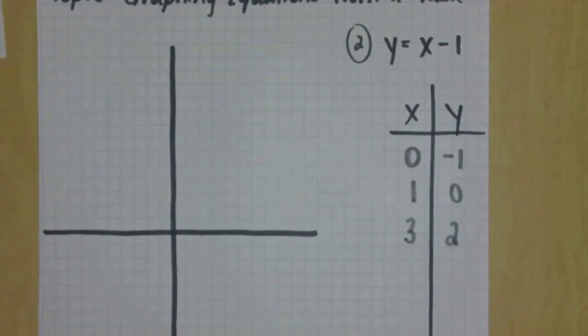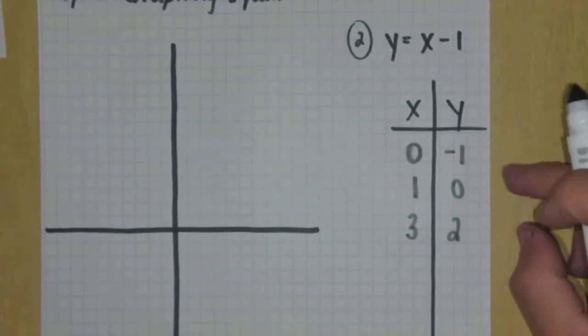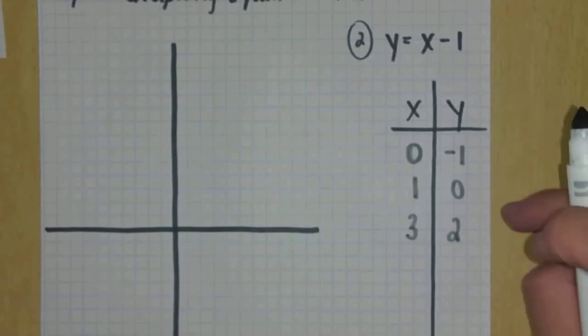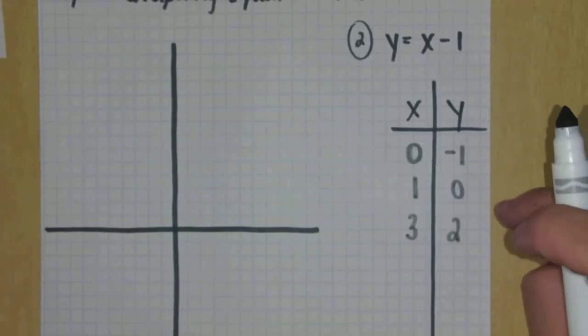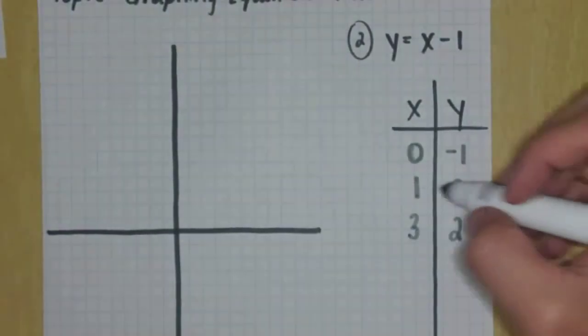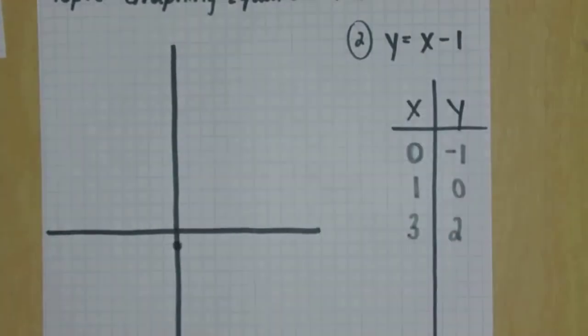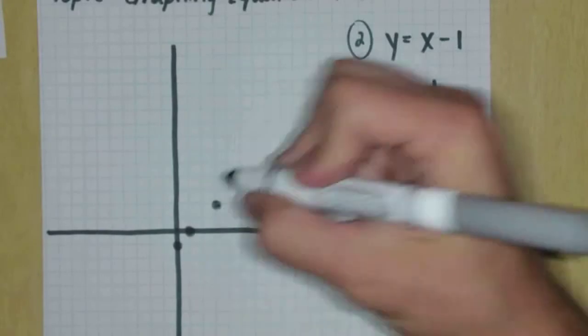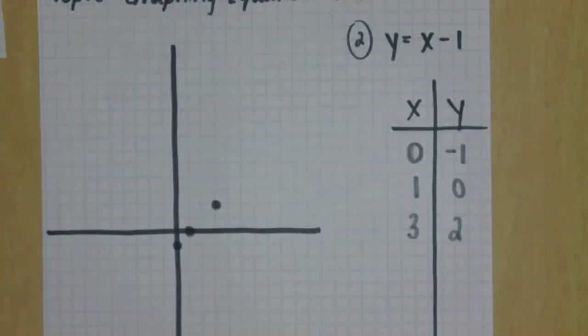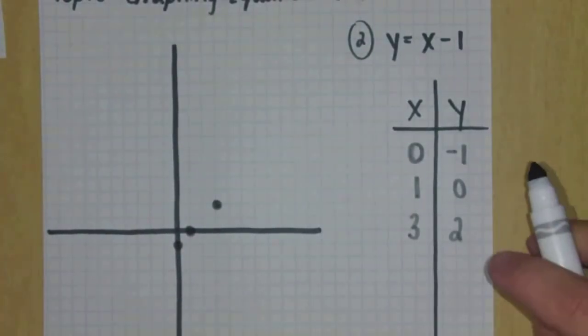Now let's try some negative values, because again, I want to try as few as possible, but I do want to have a good picture. And so if I just do that, let's graph these. 0, negative 1, 1, 0, and 3, 2. It looks like a good picture, but I don't know for sure what it looks like. So let's do these 2 negative values.